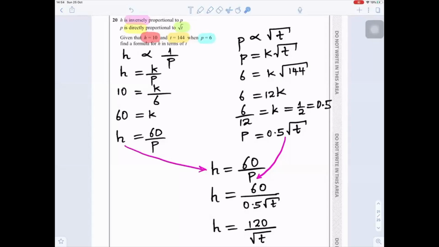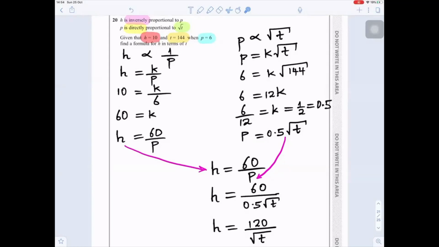Question number 20. H is inversely proportional to P. P is directly proportional to the square root of t. Given that h is equal to 10 and t is equal to 144 when p equals 6, find a formula for h in terms of t.